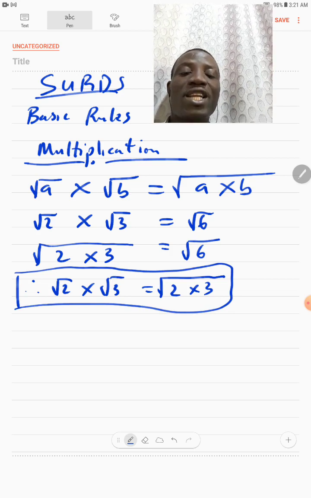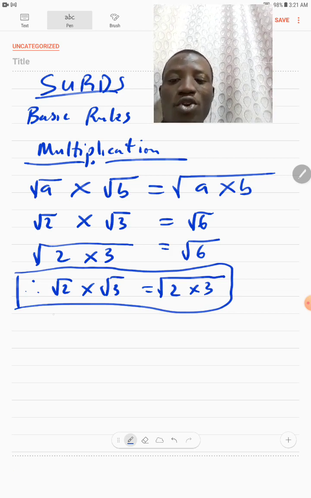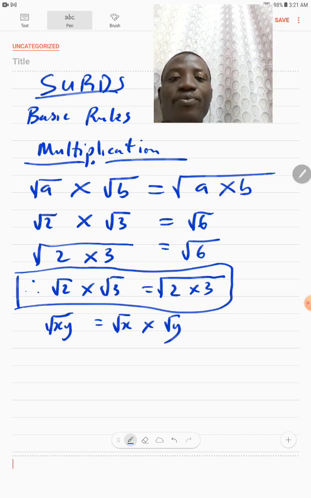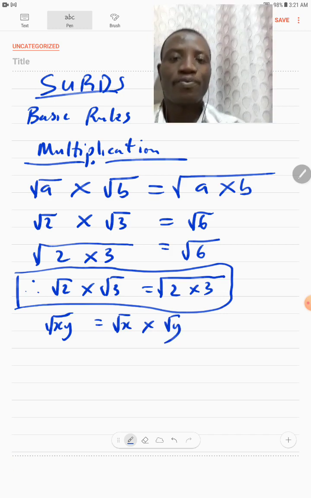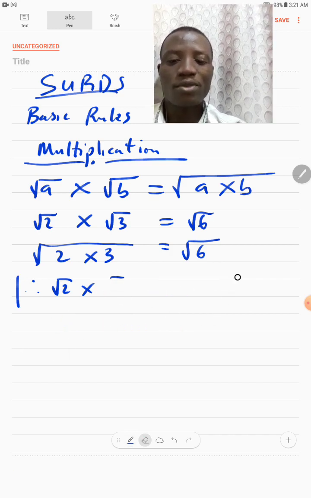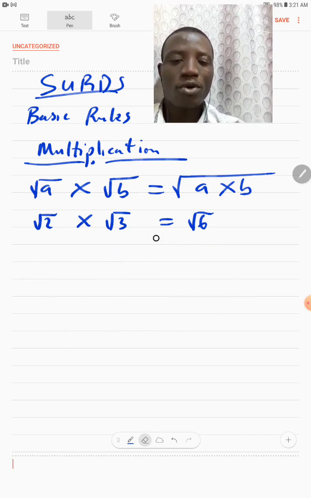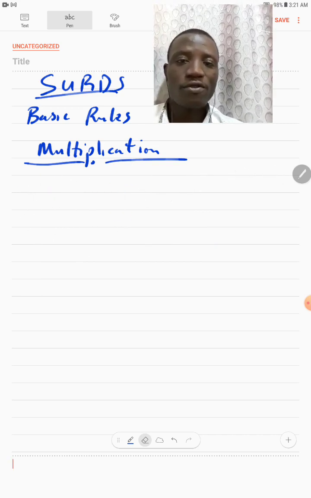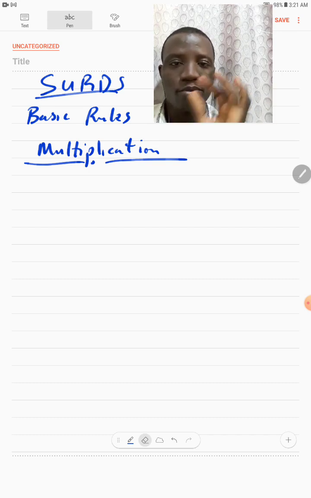So when we are dealing with SURDS, we can always understand that when we have root of xy, we can write it as root x times root y. This will give you the same answer. So you can split roots of numbers like this whenever you are solving questions on SURDS. So these are the rules that guide multiplication. Of course, there are still more for us to discuss when we reach multiplication of SURDS, but that's just the basic. That's what we call basic rules.